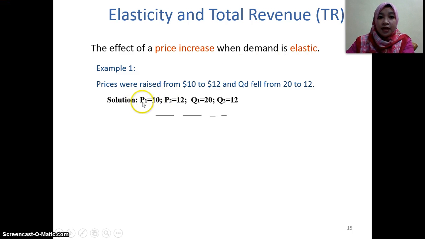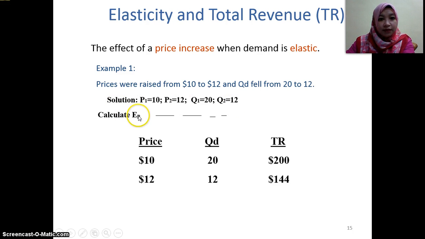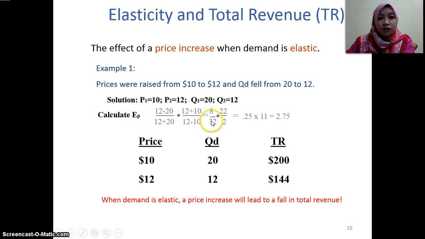I'm sorry, I've put the solution for you here. Example 1. Price rises from 10 to 12 and QD falls from 20 to 12. Yes, you are right. The old P is 10, the new P is 12, the old Q is 20, and the new Q is 12. How about the answer? Get the EP. How do you get the EP? Yes, you are right. Your answer for EP will be 2.75.